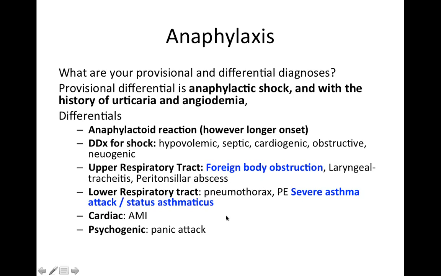Lower respiratory tract, such as severe asthma attack and status asthmaticus, cardiac, acute myocardial infarction, but unlikely in this person, and psychogenic, a panic attack.